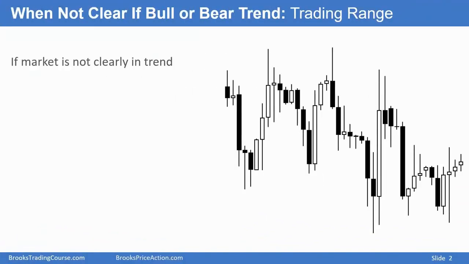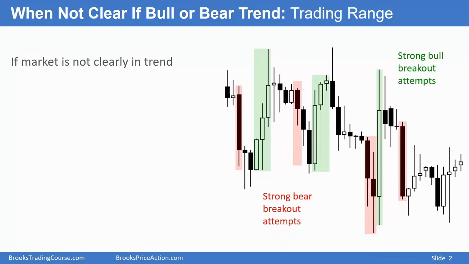Look at this chart. We're strongly bearish again and again and again. And then we're strongly bullish, and again and again. So is the market in a trend? Well, if it's not clearly in a trend, you have to assume it's in a trading range. It's making strong bull breakout attempts, strong bear breakout attempts. So there are good arguments for the bulls and for the bears. That's one of the hallmarks of a trading range. Whenever the market is not clear and both the bulls and the bears have reasonable arguments, the market is in a trading range, and you have to trade it like a trading range.